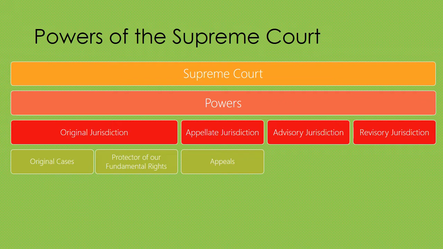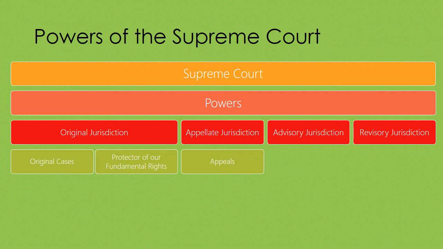Next, appellate jurisdiction. Appellate cases are those which are appeals against the judgment of the High Courts. As the highest judicial authority, the Supreme Court has the power to review the decision of the High Courts and give its own judgment. Next, advisory jurisdiction.